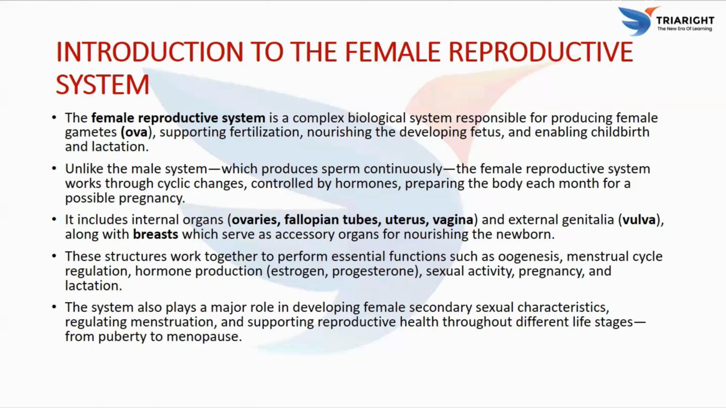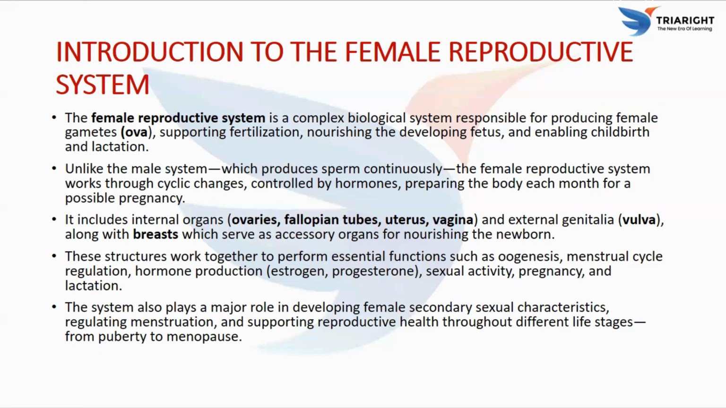So what is the cyclic nature of the system? Unlike males who make sperm continuously, the female system works in monthly cycles controlled by hormones. These cycles include egg release, which is ovulation, preparation of the uterus for pregnancy, and menstruation if pregnancy does not happen. This monthly cycle prepares the body for a possible pregnancy every month.